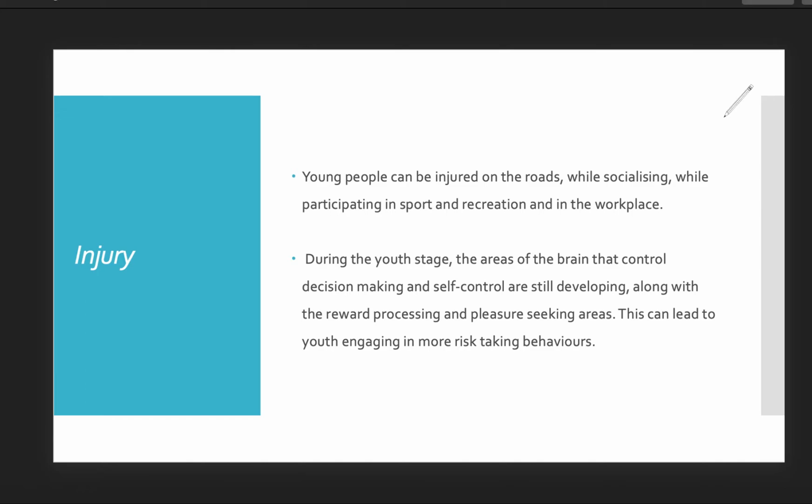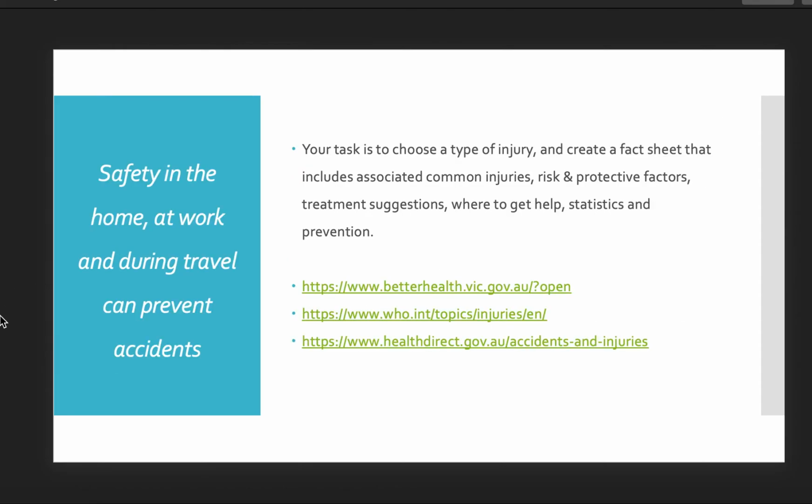You heard me mentioning before about jumping off high objects. When that happens, it's because of the pleasure seeking areas within the brain and the reward of being able to do it and having friends and family look on and go, wow. But because decision making and self control are still developing, the risk of injury is not fully appreciated yet, which is why youth have a major area of injury cause.